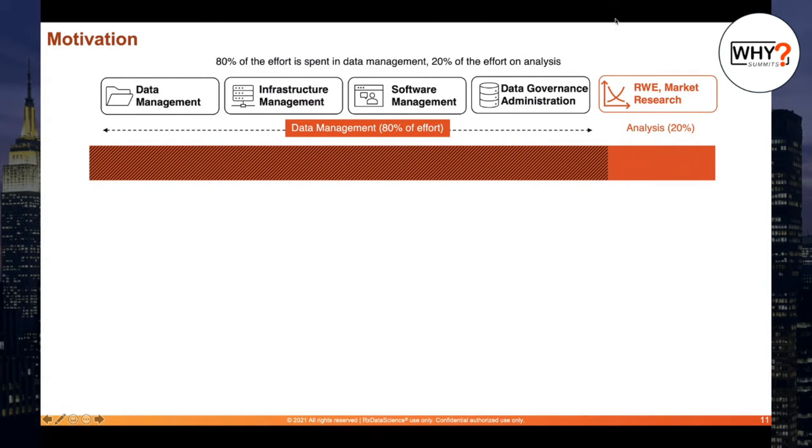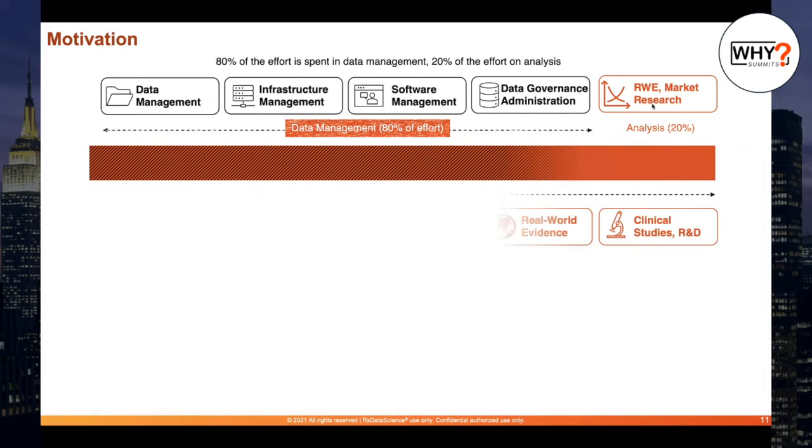this is actually one of the slides we had when we started our startup 5 years ago. So the question that we posed was, data management takes 80% of the effort of the entire end-to-end life cycle of an RW analysis, and then you spend like 20% of the time doing the actual analysis work once the data has been loaded onto the platform and that whole thing has happened. So you're spending a lot of time in the data management, infrastructure management, software management, administration, and then a part of that overall thing in RWE research.